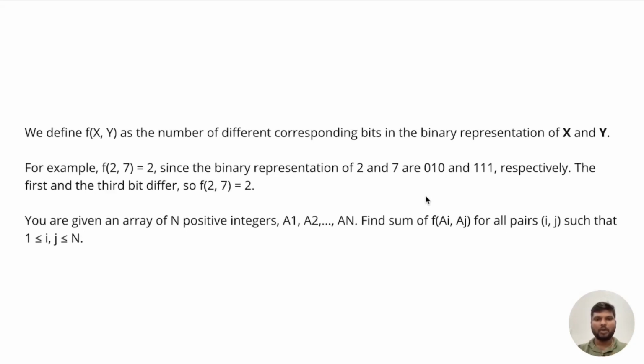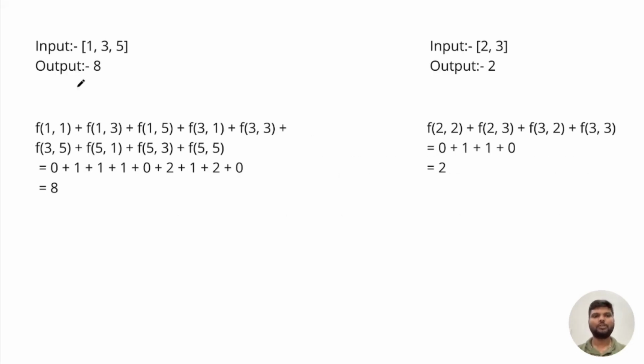Given an array A of n positive integers, we need to find the sum of bitwise differences of all the pairs in the array. Okay, so let's look at some sample inputs and outputs so that you will get the idea about the problem. Now let's focus on the first sample input, which is given here. We are given an array with 3 elements: 1, 3 and 5. Now let's look at how many pairs we can make in this array.